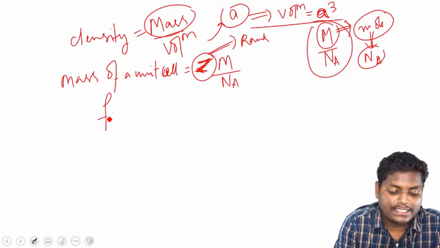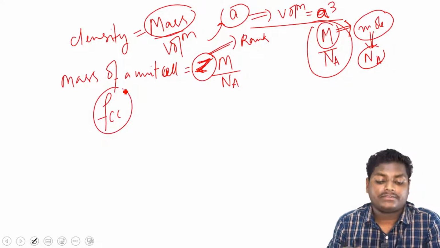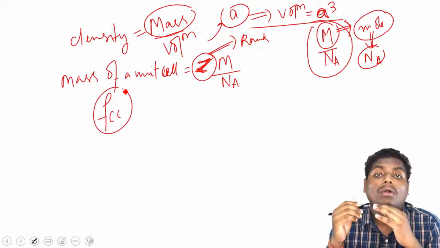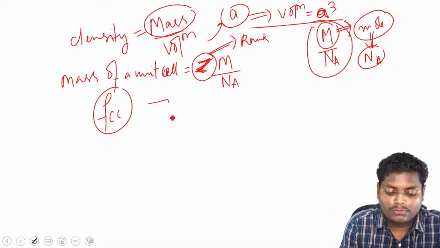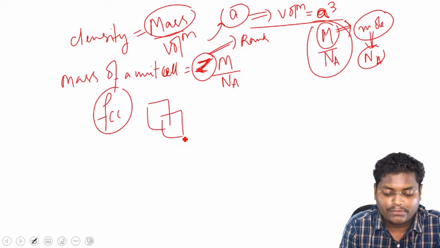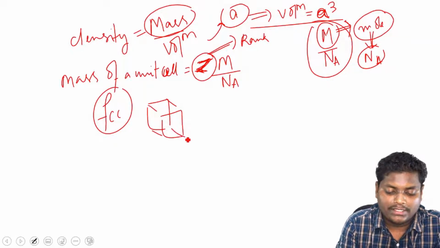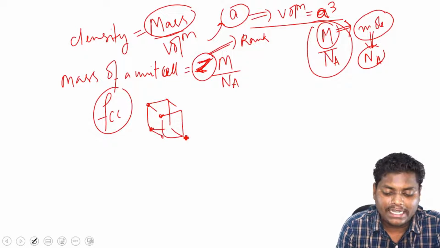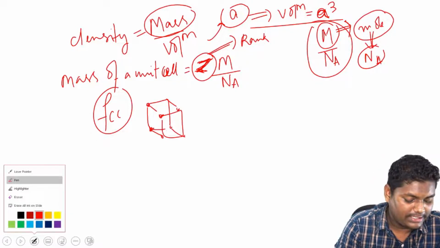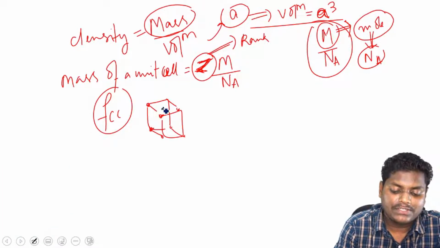Now for FCC, face centered cubic unit cell, what is the rank? So for the FCC, we know that constituent elements are present at the corners, and also, I'll just change the color, also at the face. On each face they are present.